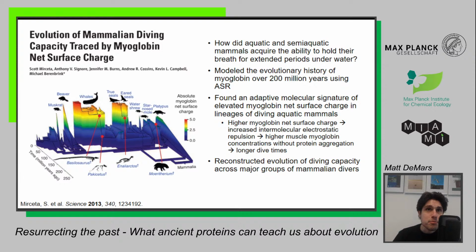This Basilosaurus had elevated myoglobin surface charge, and so this was correlated again with higher concentrations in the muscle tissue and higher diving times. So you can really look back. This technique really allows you to look back not only at the proteins and how the proteins have evolved, but can also be used to make inferences about the animals to which those proteins belonged. And so that's really cool, I think.